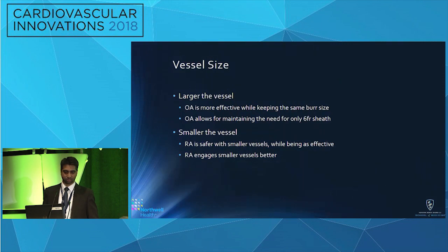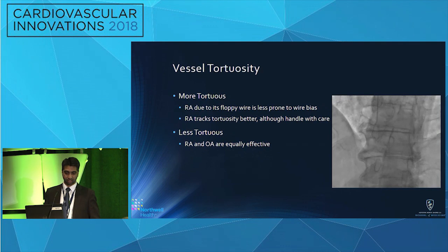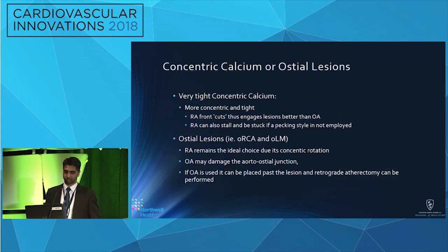So for lesion characteristics in terms of looking at the two vessels, we put together a few slides to say, hey, what are the differences? When would one use one versus the other, albeit you could use both in almost all cases. I'd say the larger the vessel, orbital may be more effective because you can use one burr and change the speeds rather than changing burrs. The smaller the vessel, rotational, in my opinion, is definitely safer, engages smaller vessels better. And with tortuosity, I'd say the same. Rotational atherectomy, because of its floppier wire, definitely tracks tortuosity way better than orbital atherectomy. However, in less tortuous vessels, they're very much the same.